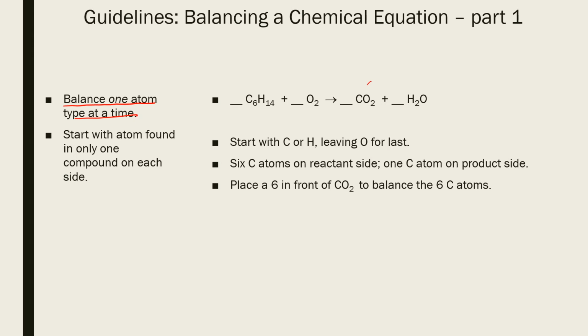And the second is start with an atom which is found in only one compound. For example, carbon is found only in one compound in the reactant side and only in one compound of the product side, right? Oxygen is not a good candidate because although oxygen is only in one compound in the reactant side, it's present in both of them in the product side. So don't start with oxygen. So start with an atom which is found in only one compound on both reactant and product side. So you can either start with carbon or hydrogen, both will work. So in this example, we're going to start with carbon.